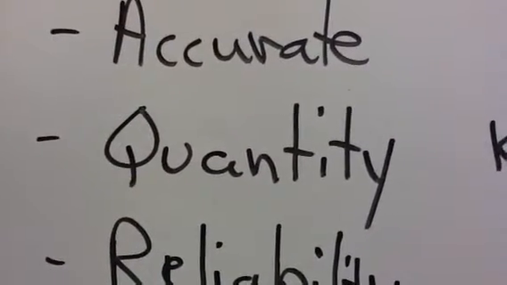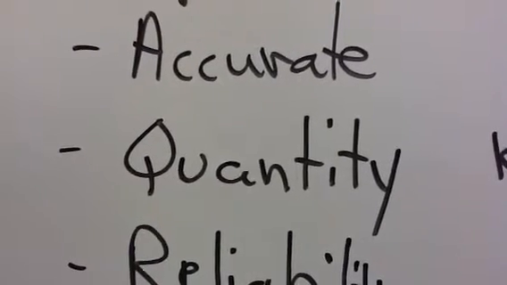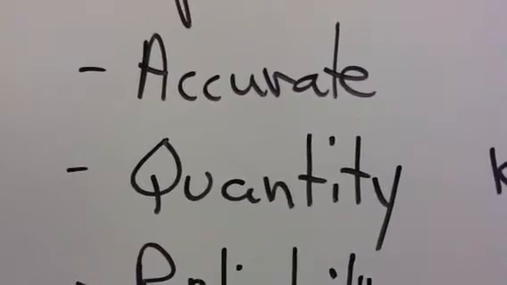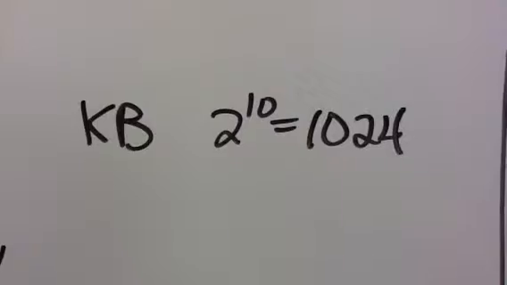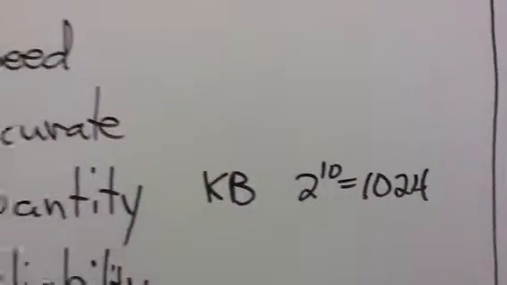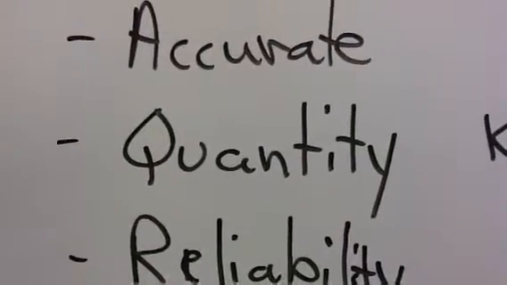And so we have those quantities we should know, like a kilobyte, megabyte, gigabyte, and terabyte. For example, a kilobyte is approximately 1,000. It's 2 to the 10th, which is 1024. So when you look those up, they won't give the exact, they'll say it's approximately this or this.